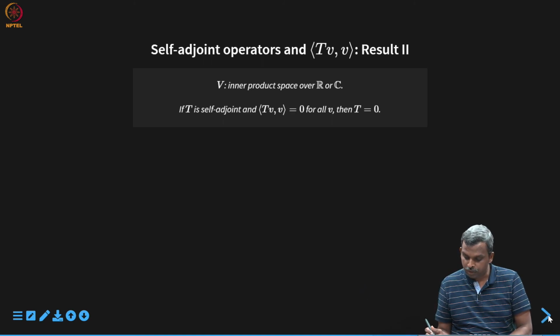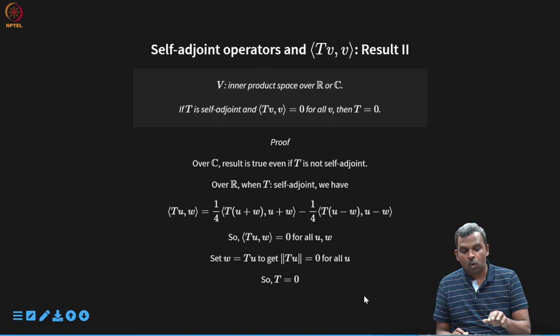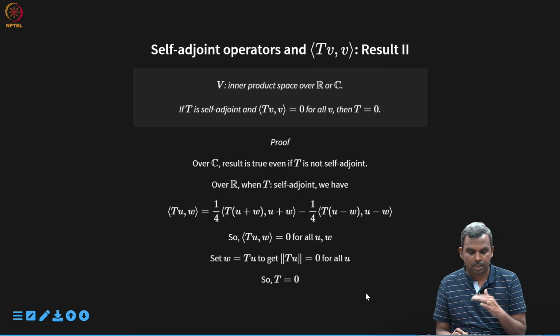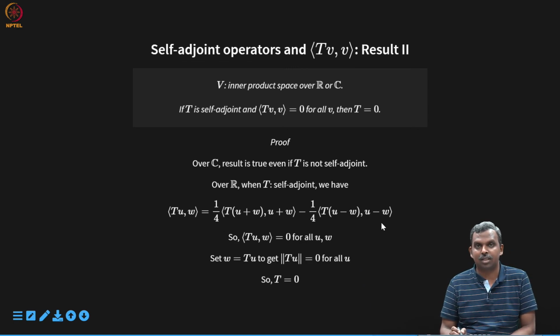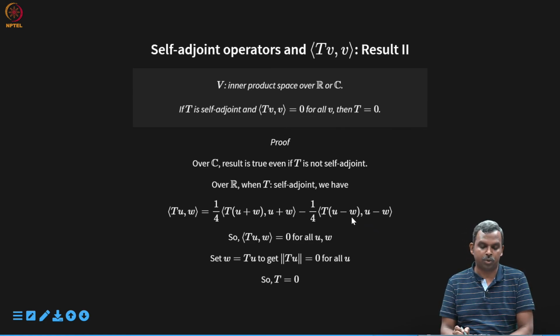Okay, the proof is not very hard. Over C, the result is true, so there's nothing much to prove. Over R, it turns out when T is self-adjoint, you can have this kind of a linear combination picture. So this is true only when T is self-adjoint. If T is not self-adjoint, this will not be true. You can simplify and check this.